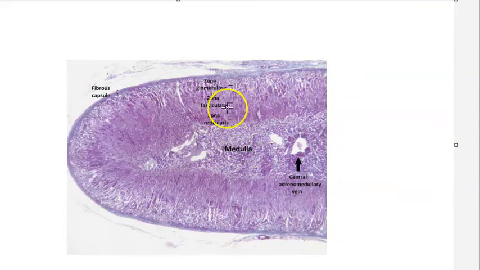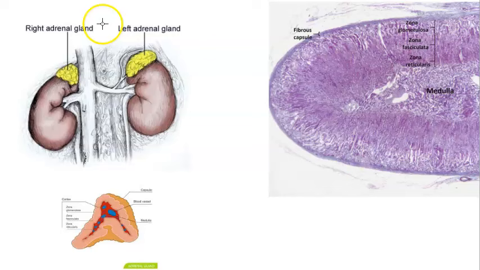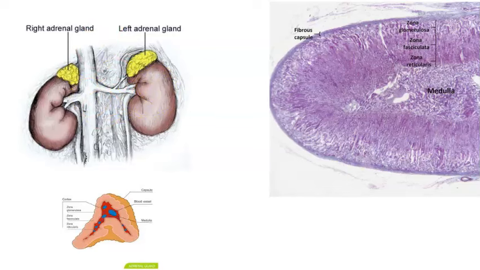Okay, so it has medulla and cortex and a capsule. In the cortex, you have the zona glomerulosa, zona fasciculata, zona reticularis. Okay, and there is a vein here in the middle, the central adrenomedullary vein. The adrenal glands are also called suprarenal glands because they sit on top of the renal, that is the kidney. So this is the suprarenal. Suprarenal glands are nothing but adrenal glands.